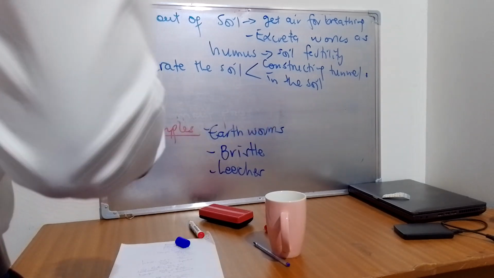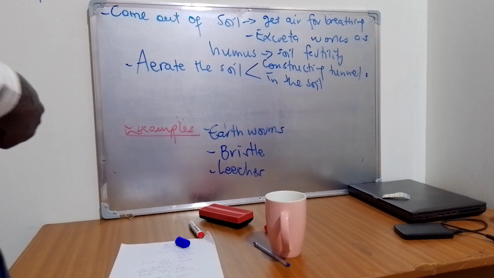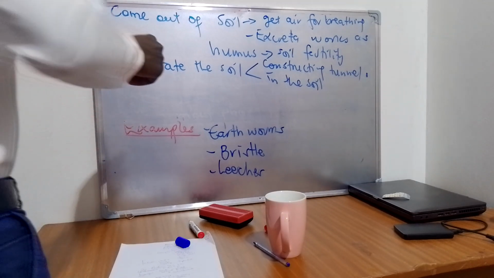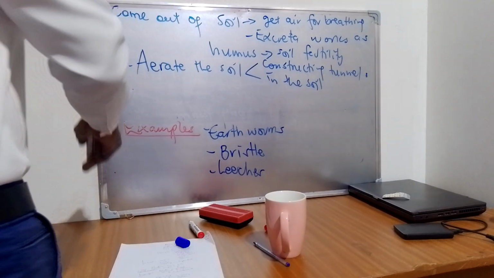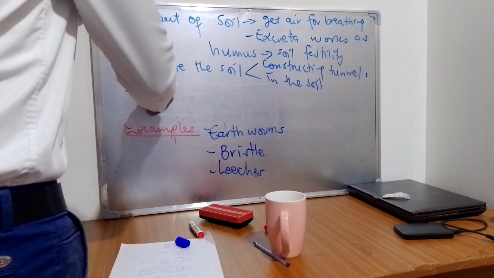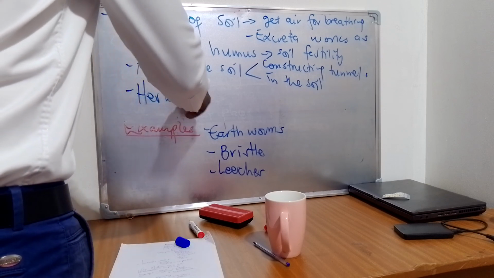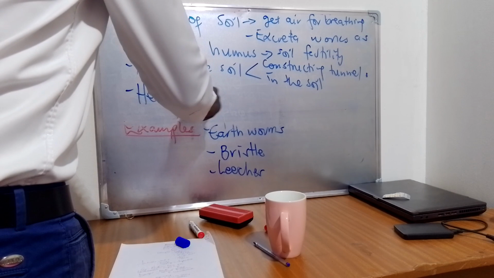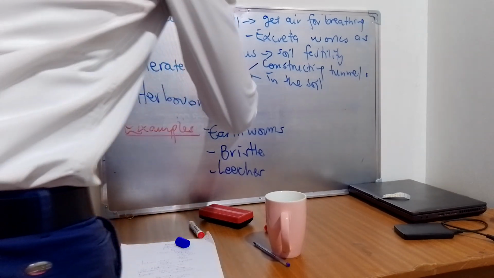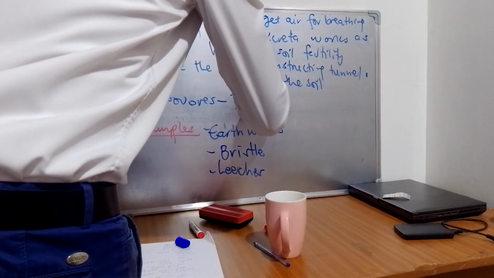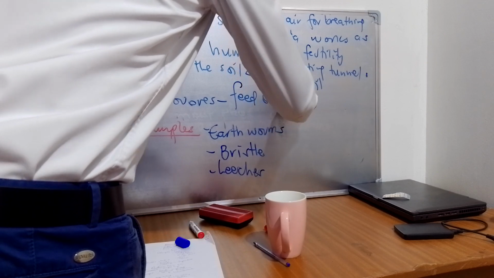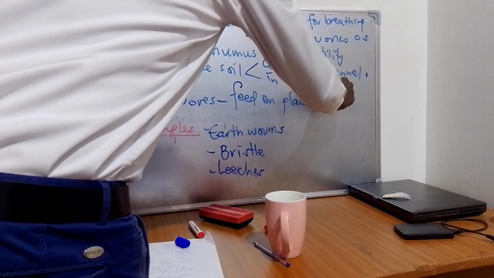How do they breathe? They breathe through their moist skin, we saw that. And they feed on plant materials. Earthworms are herbivores, meaning they feed on plant materials.